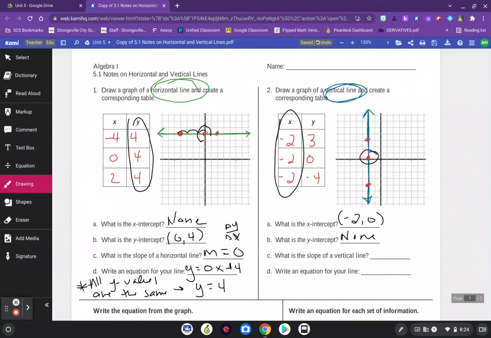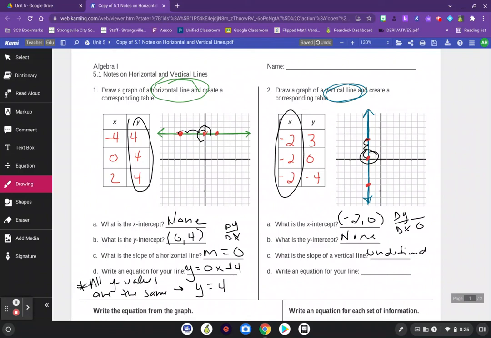So if you recall, the slope of a vertical line is undefined. Again, change in y over change in x. Well, there is a change in my y, but there's no change in x. And so that would put 0 in the denominator, and I can't divide by 0.